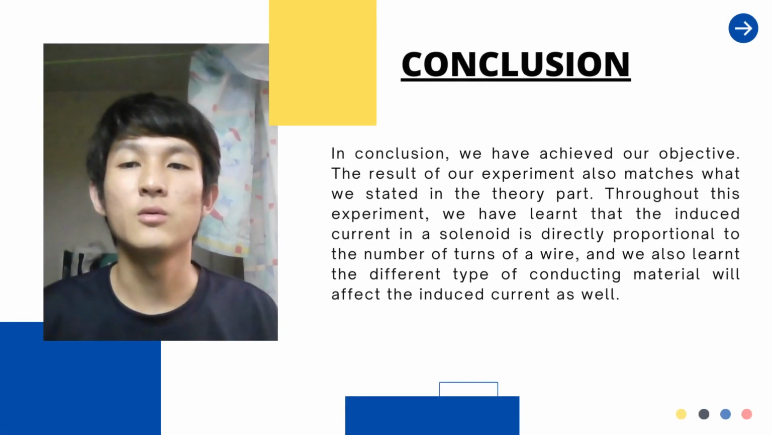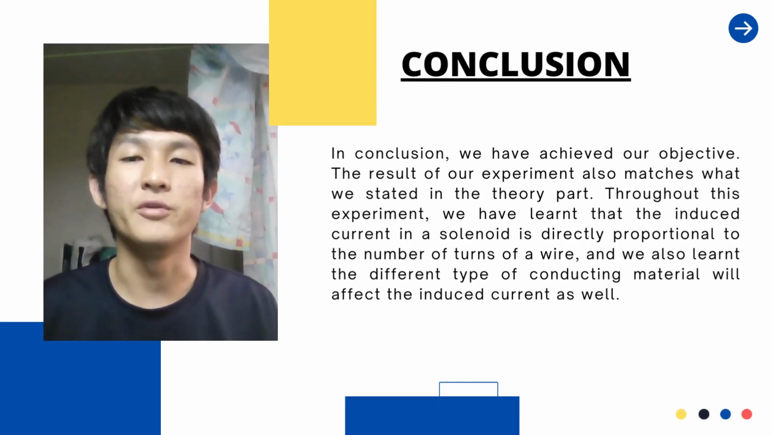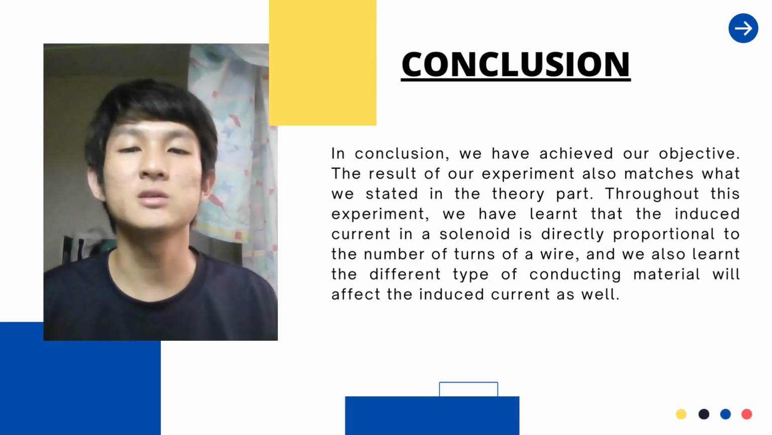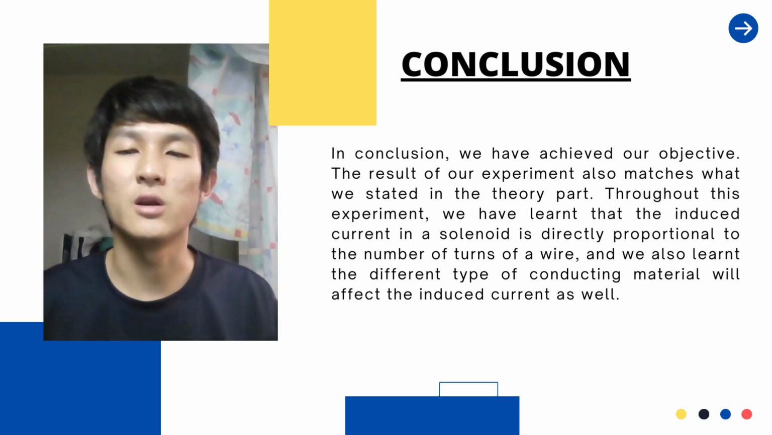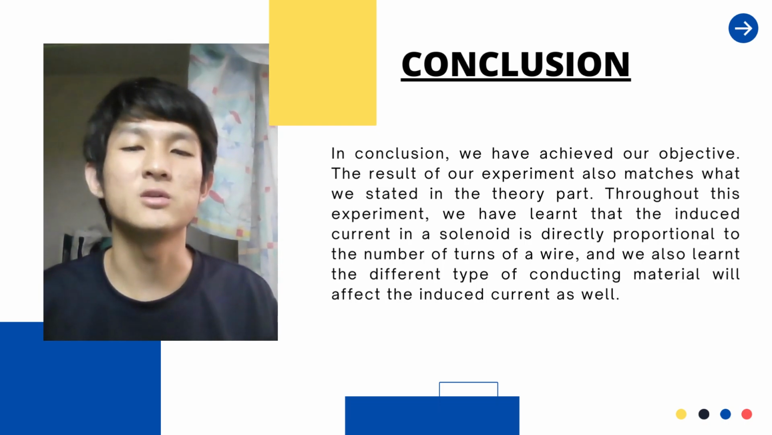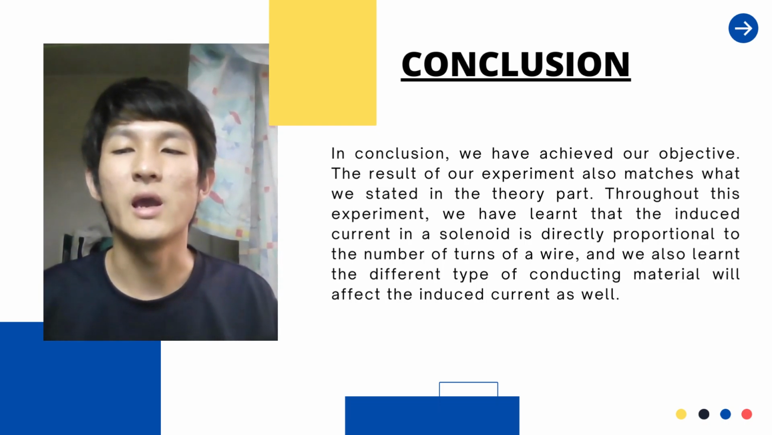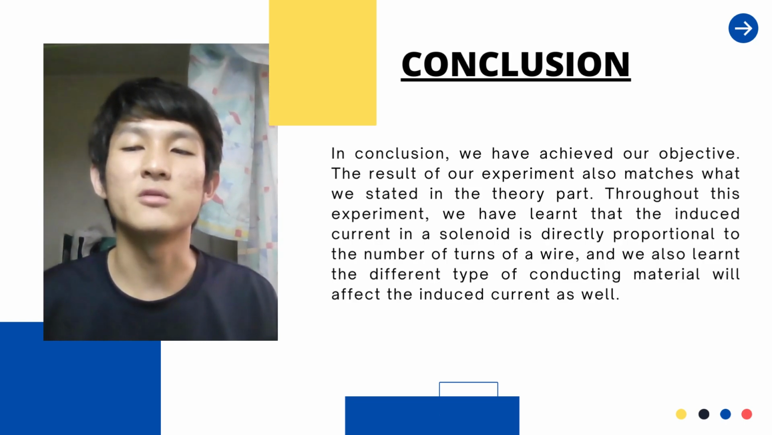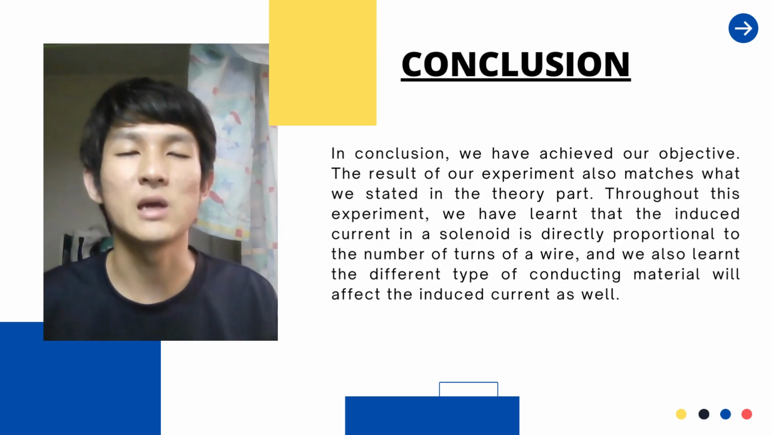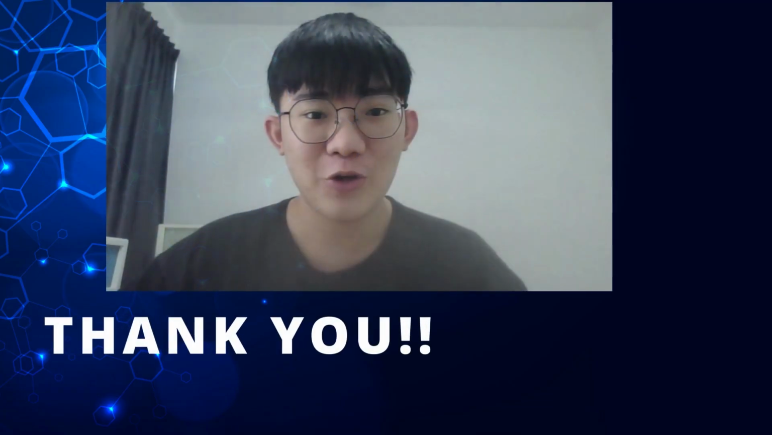In conclusion, we have achieved our objective, and the result of our experiment also matches what we stated in the theory part. Throughout this experiment, we have learned that the induced current in a solenoid is directly proportional to the number of turns of wire, and that different types of conducting material will affect the induced current as well. Okay, that's all from our group.